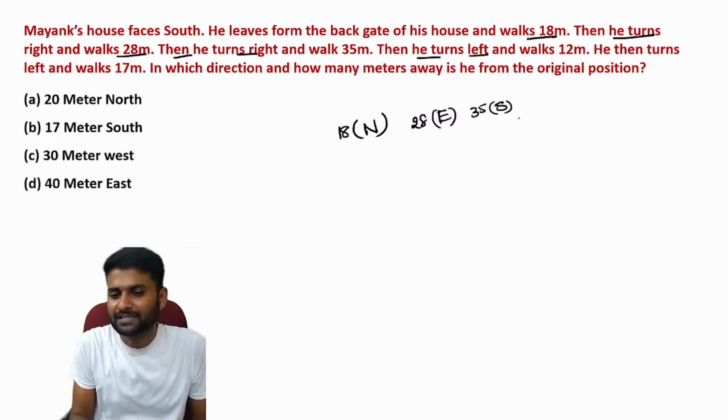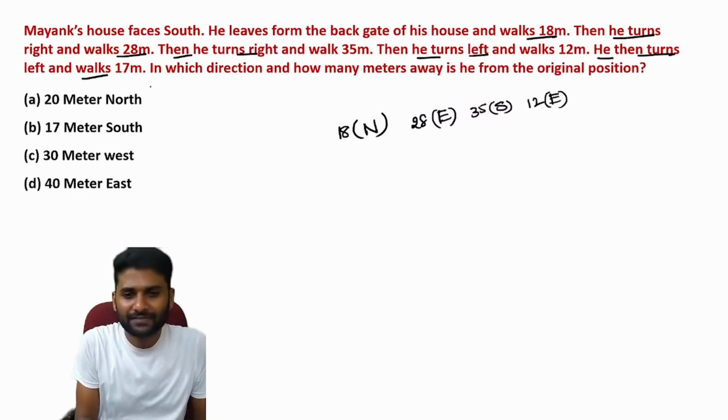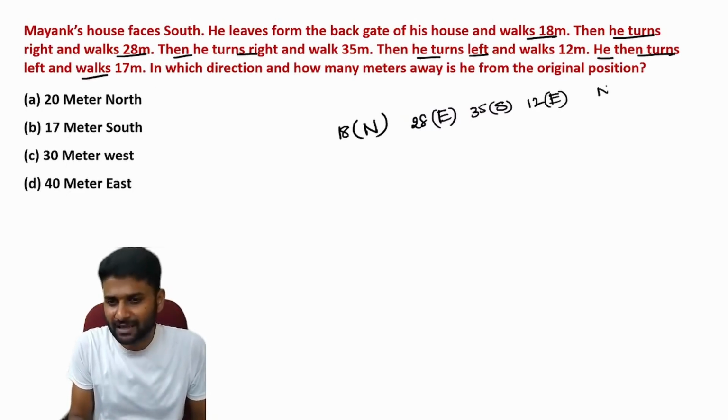And he turns left side. Left side of south, no, no. Left side of south is again east and covers 12 meters. He then turns left side. Left side of east is again north and covers 17 meters.